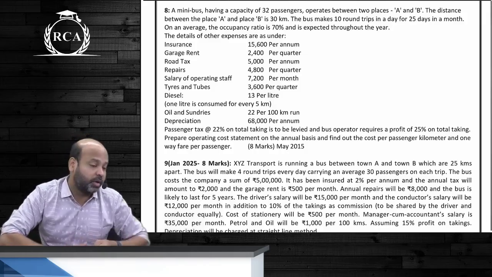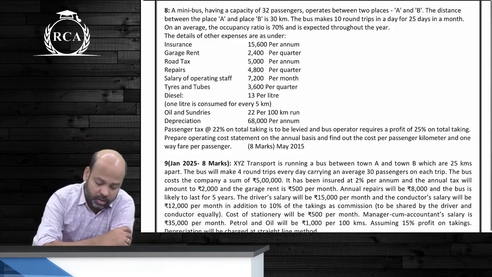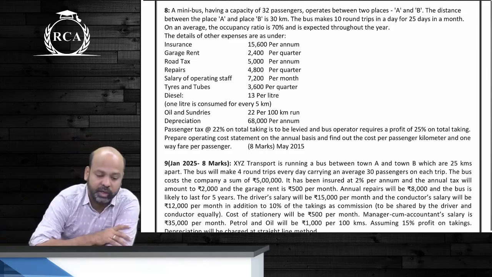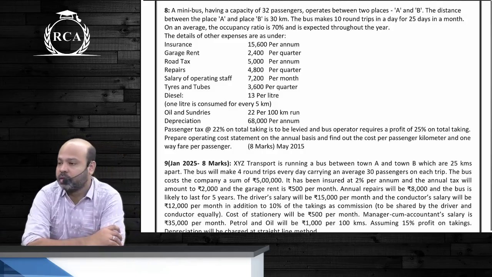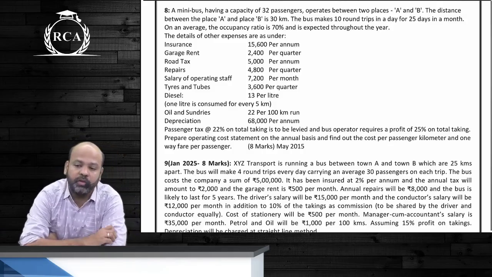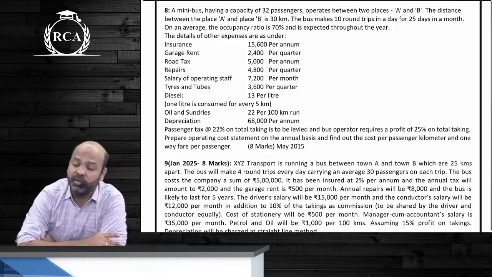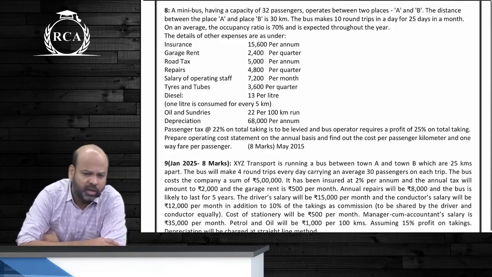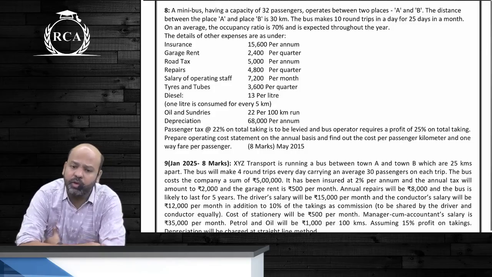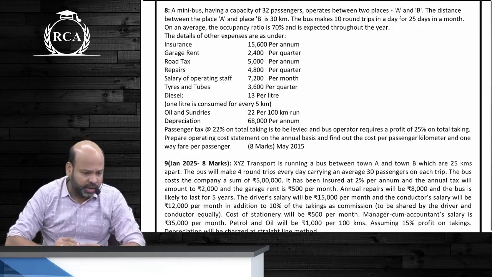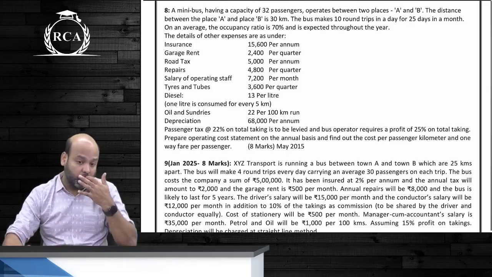Which has to be deposited with the government. So revenue plus indirect taxes equals total taking. What if there is no indirect tax? Then revenue itself is the amount of total taking. Revenue plus indirect tax will be equal to your total taking.